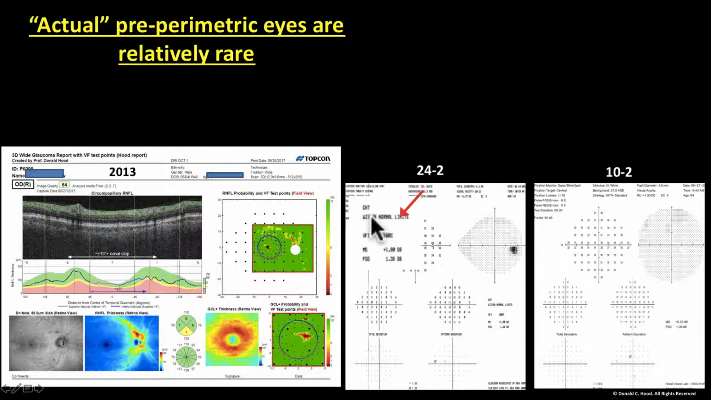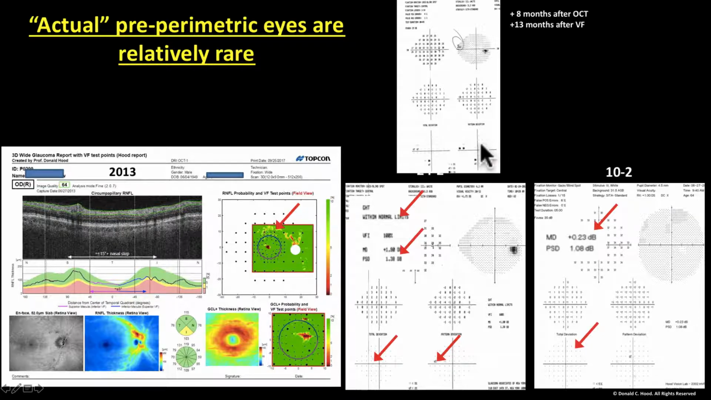that actually is pre-parametric, closest one we could find. So this is within normal limits, that's normal limits, that's all normal, that's normal, normal. There's a suggestion of a defect here. Okay. There's a point or two here that I believe is real, though I would never call it based on this. Here's the visual field 8 months after the OCT and 13 months after this visual field.